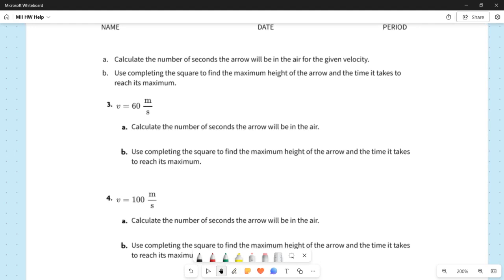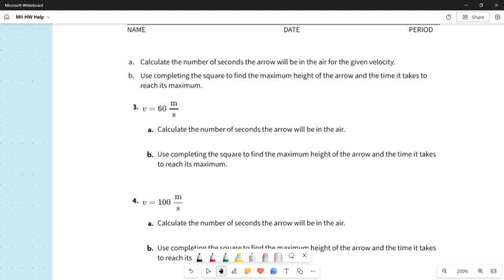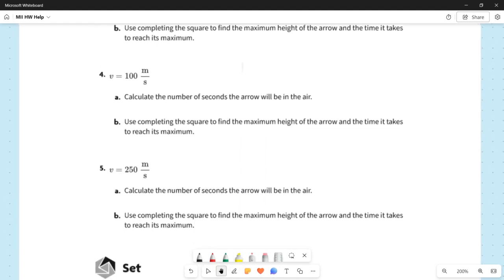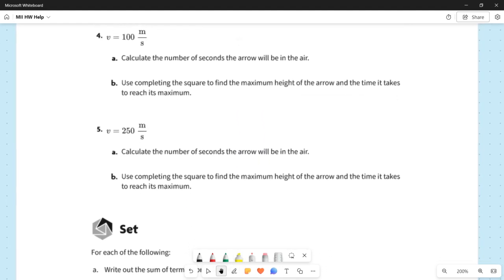For each problem, calculate the number of seconds the arrow will be in the air for the given velocity, and then use completing the square, so it's telling us to complete the square here, to find the maximum height of the arrow and the time it takes to reach its maximum. So we'll start with question 4. Question 4 gives us an initial velocity of 100 meters per second.